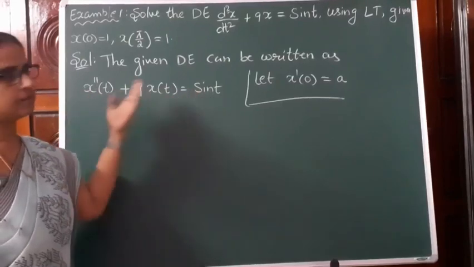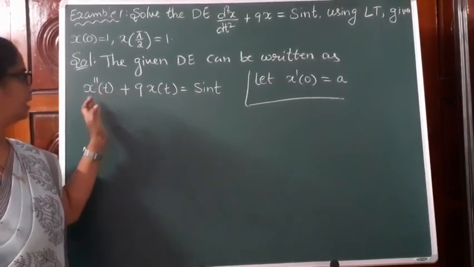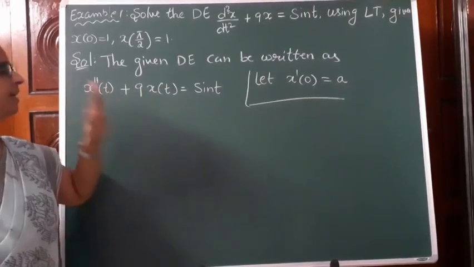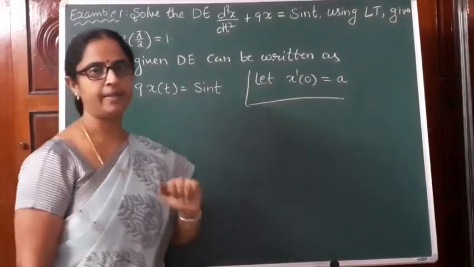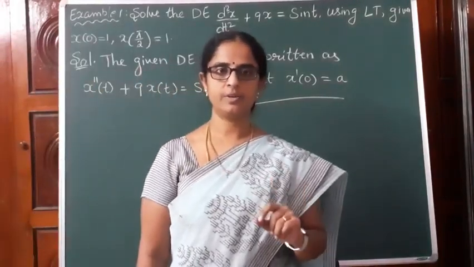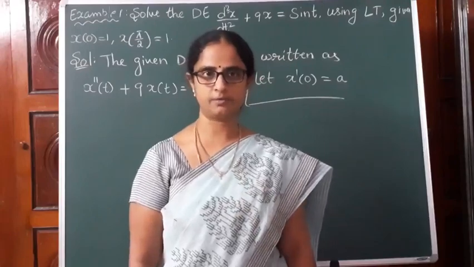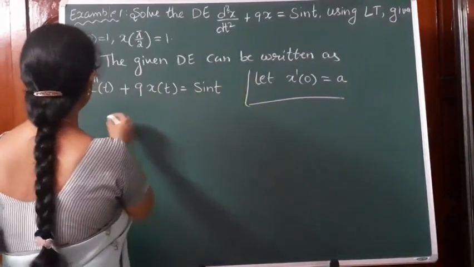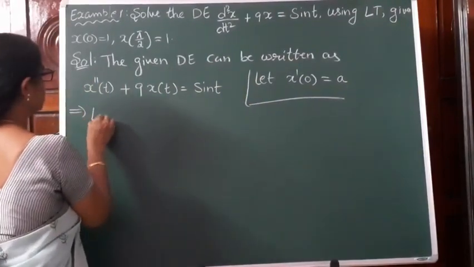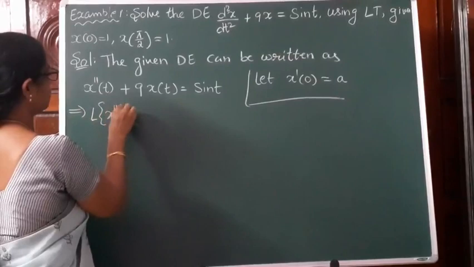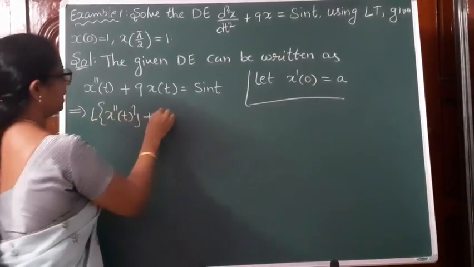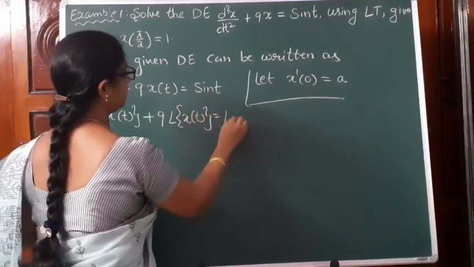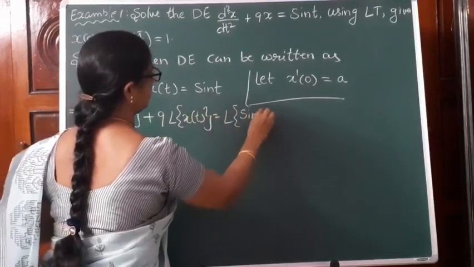We apply the Laplace transform on both sides. We use the linear property and we apply the formula for L of x double dash of t. Then we find L of x of t, and from that we evaluate x of t by taking the inverse Laplace transform. So here first let us apply the Laplace transform on both sides. So applying Laplace transform on both sides, we get L of x double dash of t plus 9 into L of x of t is equal to L of sin t.